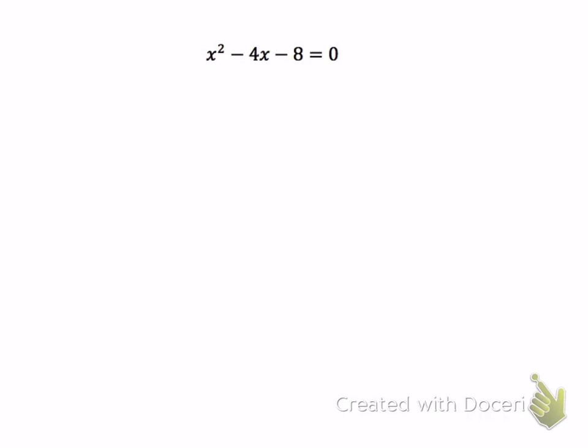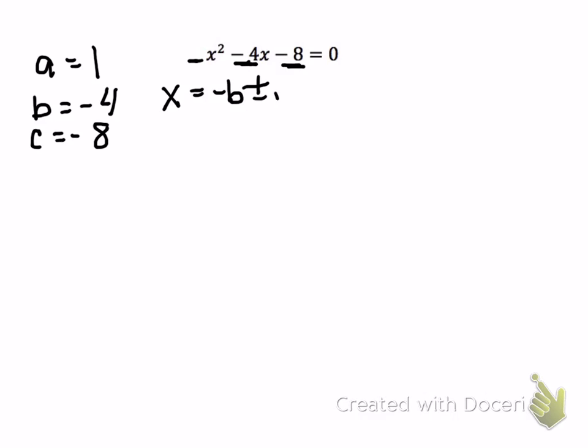Let's try another one. A equals 1 because that is the coefficient in front of x squared. B equals -4 because that is the coefficient in front of x. And C equals -8, the coefficient that stands alone. Go ahead and plug it into the quadratic formula. So x equals -b plus or minus the square root of b squared minus 4ac all over 2a.